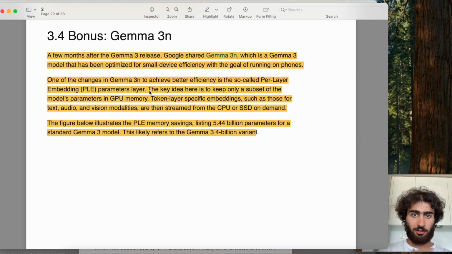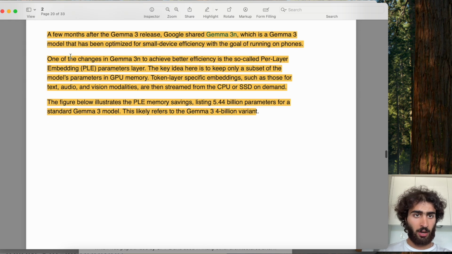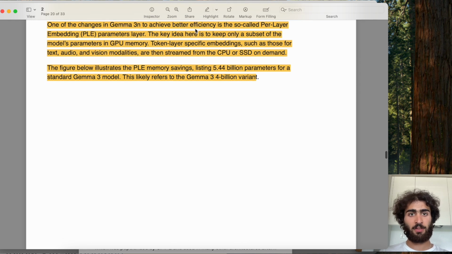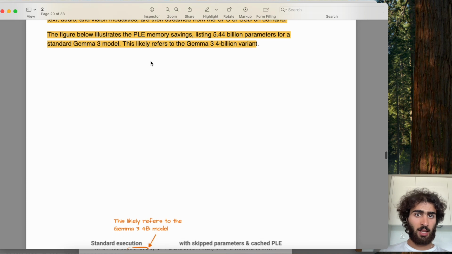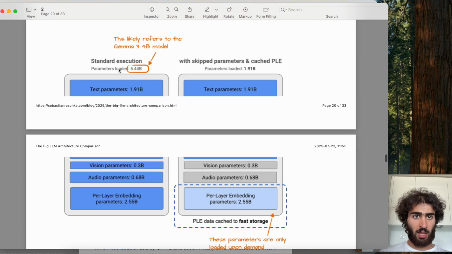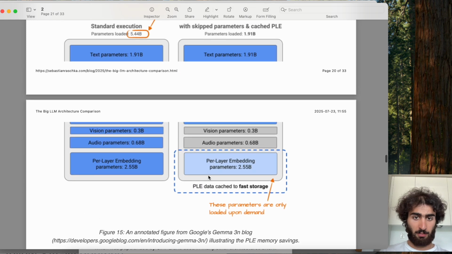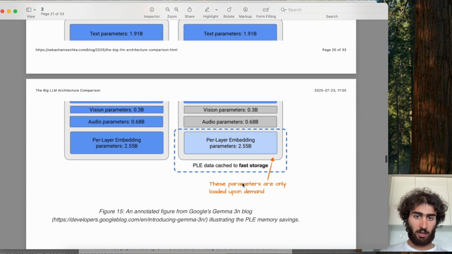So the change that was made to permit these large models to run on mobile devices is the per layer embedding parameter layers, or rather to offload these layers from the GPU. We only keep a specific subset on the actual GPU memory, and these token-specific layer embeddings, such as those used for the different modalities, are then streamed from CPU or SSD on demand. And this means that we can go from a 5.44 billion parameter model to a 1.91 billion parameter model, at least in terms of what's actively on the GPU. So this is because the per layer embedding parameters are cached to fast storage, and they're only loaded upon demand.